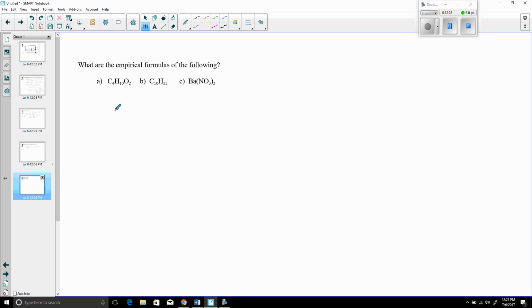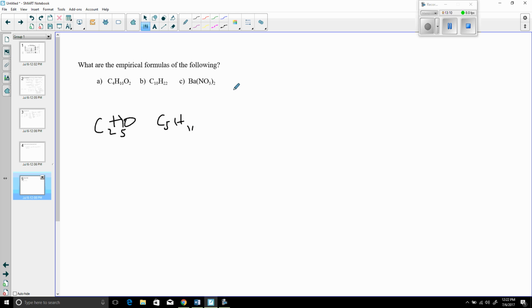And then lastly, these empirical formulas. Probably didn't need to go over this one with you, but you find the lowest number and see if there's anything common. We have a 2 to 10 to 4 ratio. It could be broken down: 2 divided by 2 is 1, 2 into 10 is 5, and 2 into 4 is 2, so my empirical formula is C2H5O. In this case, 10 into 22, what's a common factor? Well, it is 2, right?